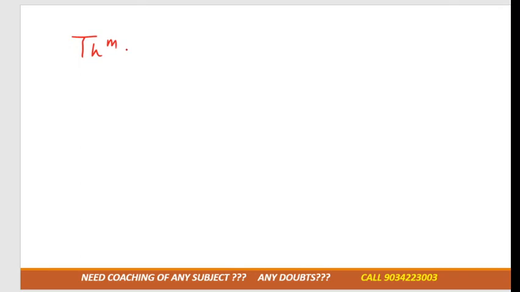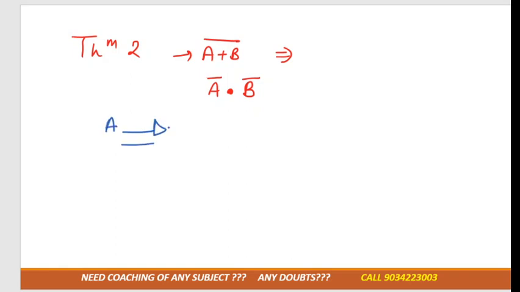Next we'll study theorem 2, that is (A plus B) bar, which equals A bar, represented by dot, and then B bar. Okay, so if you want to draw the gate diagram, how will you make it? A as it is, then we want A bar, then that would be A bar, then B as it is. If you want to make B bar, then we'll multiply them with the AND gate, and its output is A bar dot B bar. Clear?